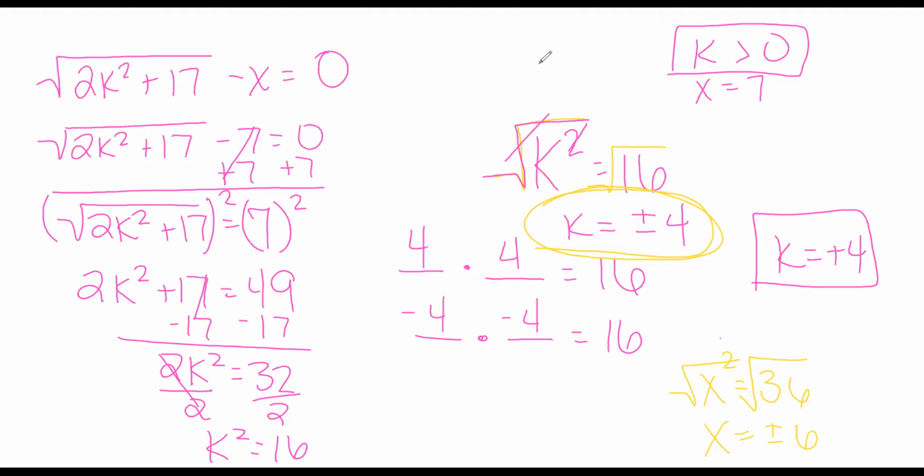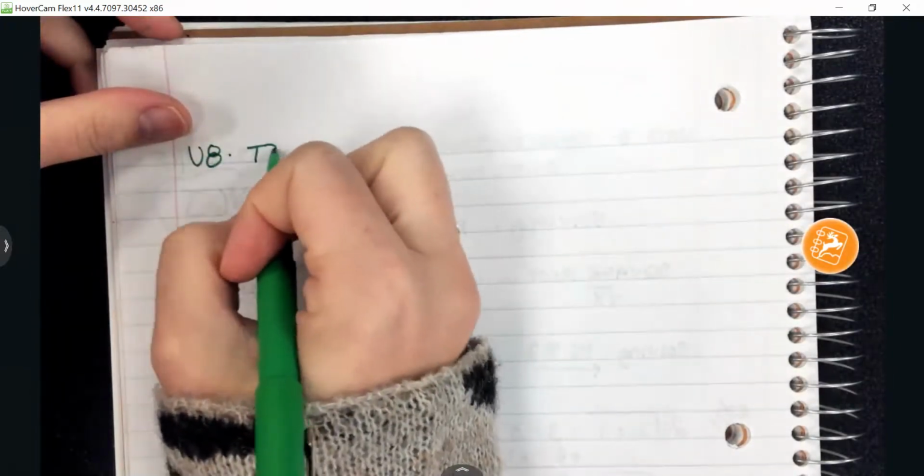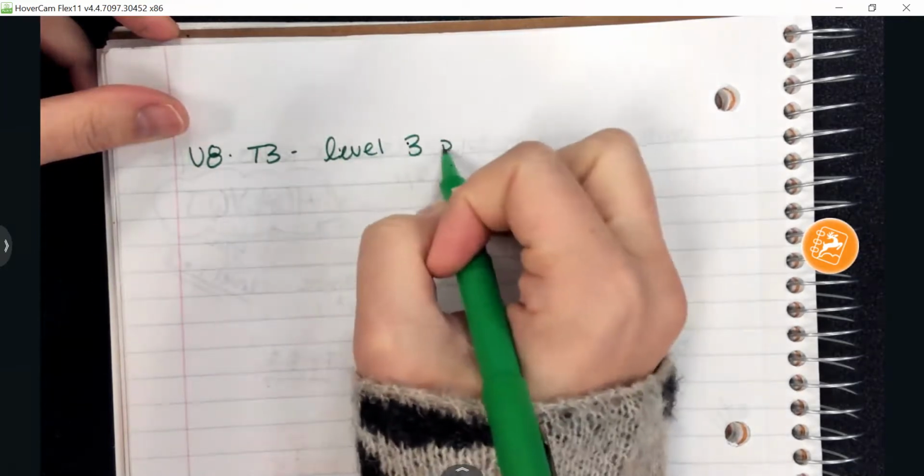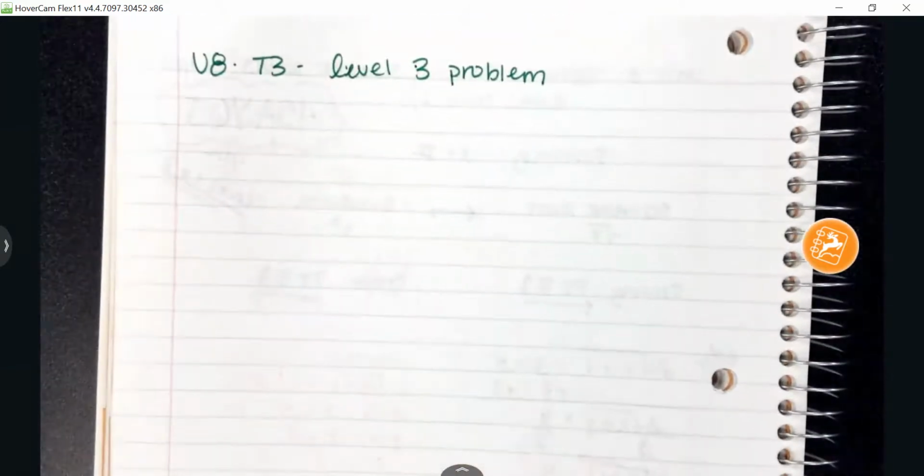Okay, we are going to do one problem today. That is a level 3 problem. So from your notes yesterday, or wherever you take your notes, we are going to continue. This is still Unit 8. It's still topic 3, but it is a level 3 problem. And you're going to need at least half a page, so make sure you have room. Okay?